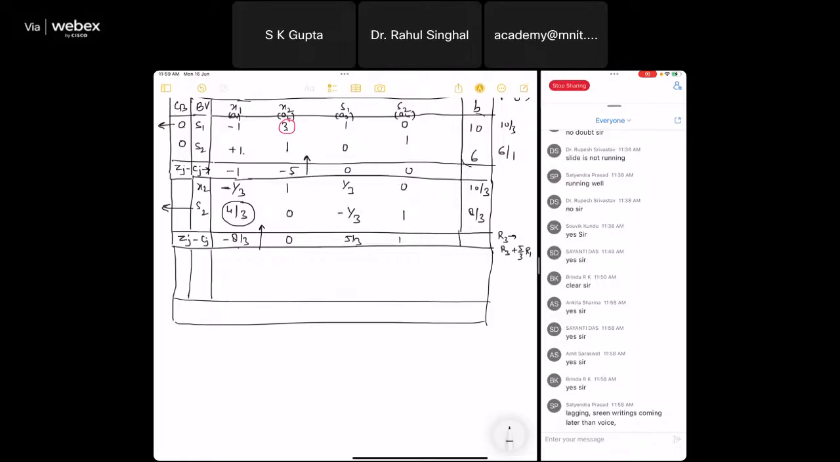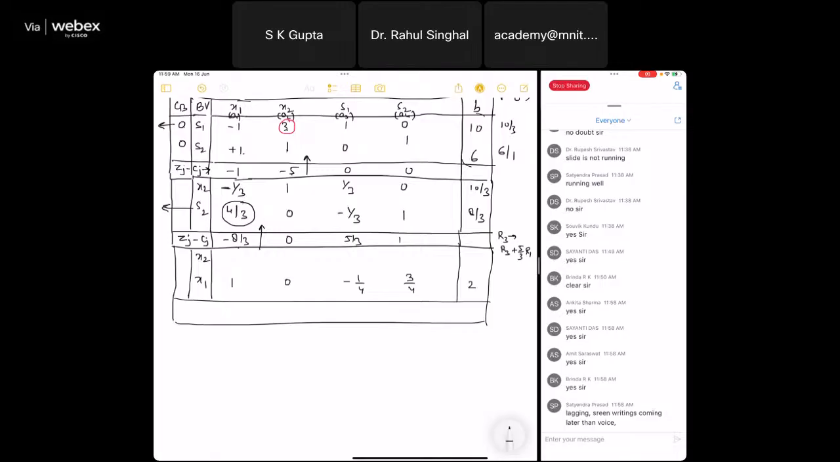Okay. So now this is X2, right? And X1 is entered. So this is 4 by 3. You will make 1 here. You divide this, multiply the entire row by 3 by 4. So this is 1, this is 0, this is minus 1 by 4, this is 3 by 4, and this will be 3 by 4 means 2.